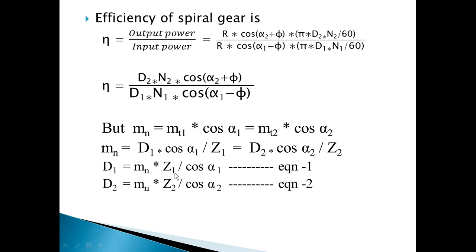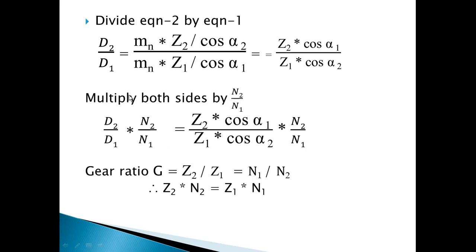Now, before putting these values, I will divide equation 2 by equation 1, so that the d2 by d1 ratio is on the left hand side. So dividing d2 by d1, I get mn z2 cos alpha 2 upon mn z1 cos alpha 1, where mn gets cancelled. The cos alpha 1 which is in the denominator goes along with z2 and cos alpha 2 goes with z1, so I am getting a new equation: z2 into cos alpha 1 upon z1 into cos alpha 2. So the final value of d2 by d1 is equal to z2 cos alpha 1 upon z1 cos alpha 2.